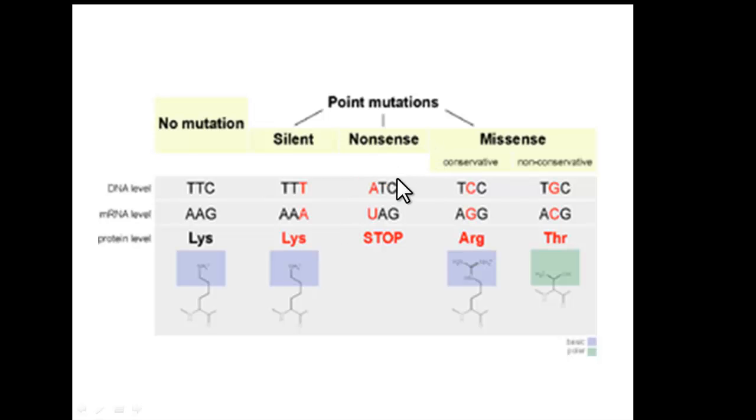A nonsense mutation is when that new code changes from TTC to ATC, causing it to be a stop codon, and that just stops it being read. There's no sense, it's not being read. And a missense is when it is being read as a different code. It was TTC, now it's read as TCC or TGC, and they code for different amino acids, changing the sequence that we see. Okay, good luck with studying mutations.